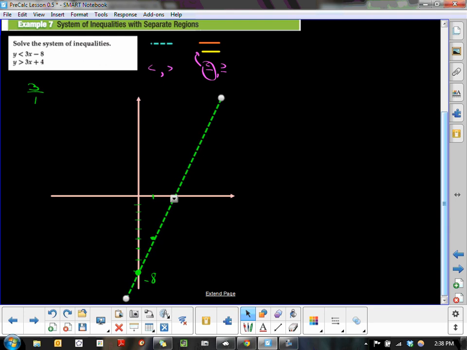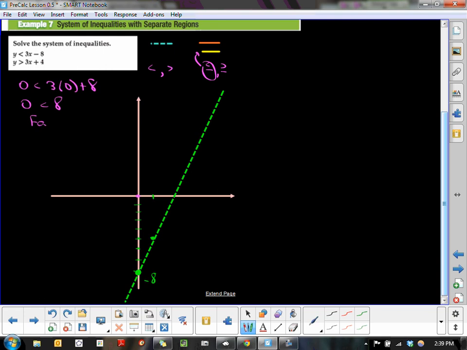Now I need to make a determination on what side of the line I want to be on. So I'm going to plug in my test point. The safest way to do this, if my line doesn't go through the origin, is to plug in the origin. So if I have 0, is 0 smaller than 3 times 0 plus 8? So is 0 less than 8? Well, 0 less than 8 is a false statement. So if I went on this side, it would be false. I don't want to go to the false. I always want to shade to the true, or make sure I go to the region that makes the statement true. So I want to be on the bottom side of that line, the less than side.